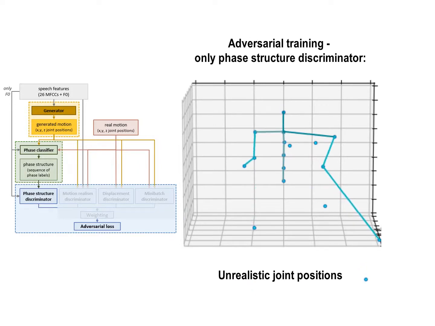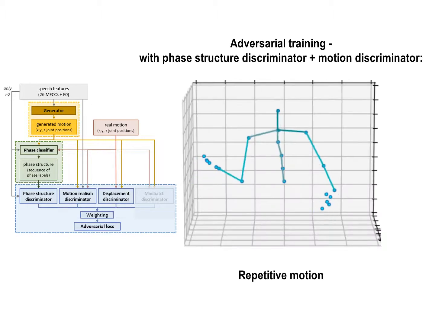The classifier determining the phase structure of the generator's output may label even unrealistic motion with realistic phase labels, as it has not been trained to handle random point clouds. A second discriminator is assigned the task of determining if the generator's output resembles human motion. However, this type of discriminator can suffer from mode collapse, where the generator learns to produce repetitive patterns.